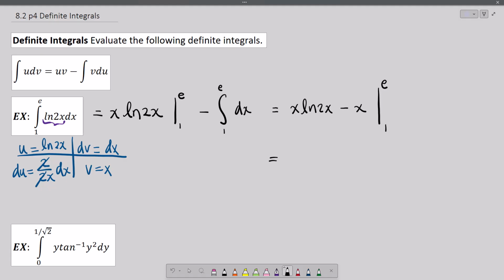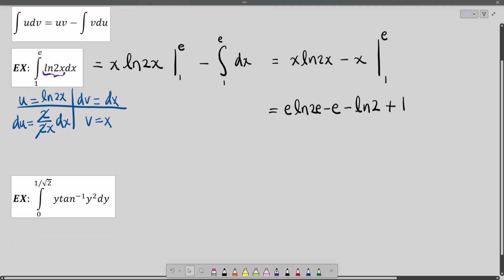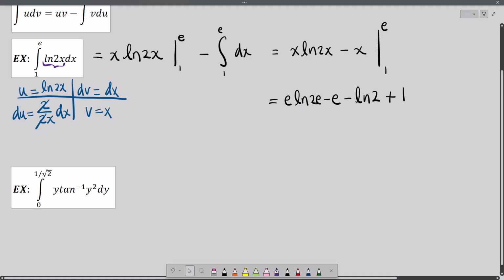Okay, so plugging in e. So that's going to be e natural log of 2e minus e. So antiderivative at e minus antiderivative at 1. So we're going to plug in the 1 and then take negative 1 and multiply it across. So this is going to be negative natural log of 2 plus 1. Because that minus has to be distributed across. Okay, so that's where we're at. Totally fine to leave your answer like that.